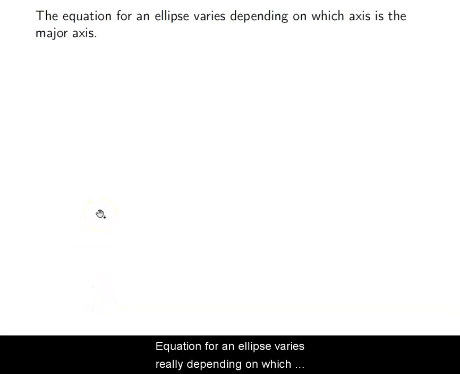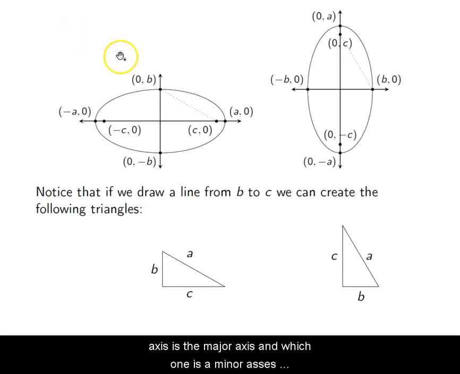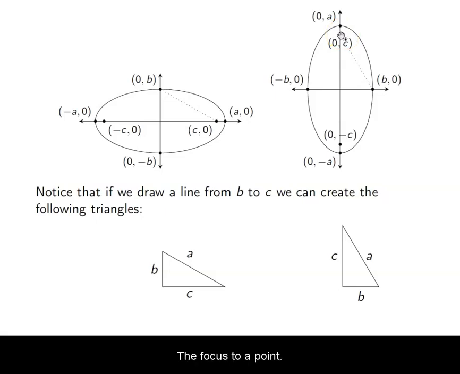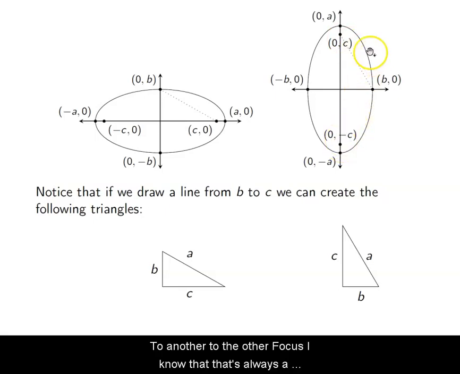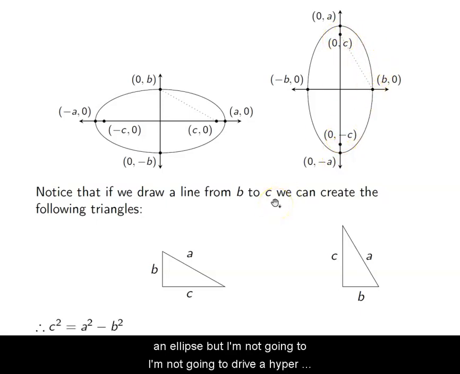So the equation for an ellipse varies depending on which axis is the major axis and which one is the minor axis. But just like how we found the equation for a parabola, where we set the distance from a point on the parabola to the directrix equal to that point to the focus, I could find an equation for an ellipse using the same idea, because I know it's a constant value, the distance from the focus to a point to the other focus. I know that that's always a constant value. So I could use that to derive the equation of an ellipse, but I'm not going to.